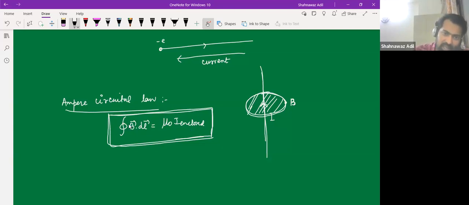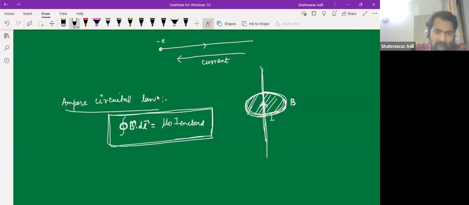The Ampere circuital law says that if you want to calculate the magnetic field in this closed loop, this is a closed line integral. If you calculate B, the magnetic field, dot dl, a small length, this would be equal to mu naught times I enclosed, whatever current is crossing through this loop. This is called the Ampere circuital law.